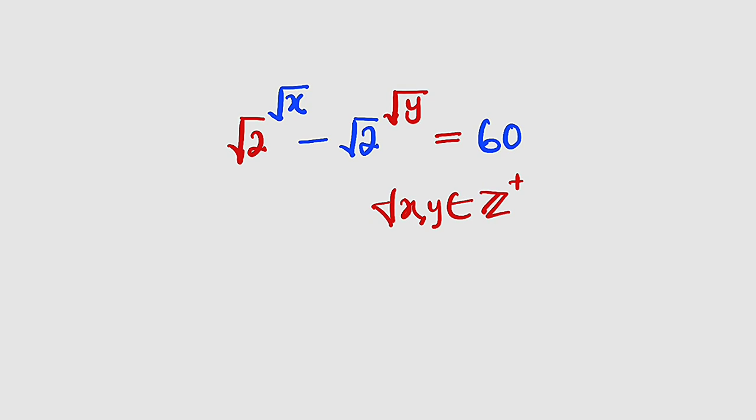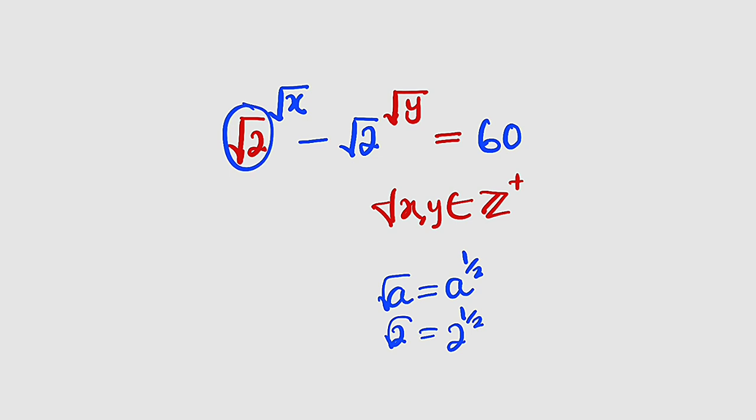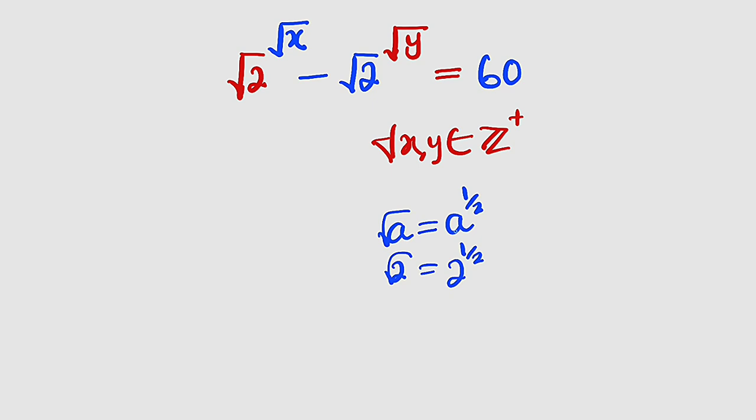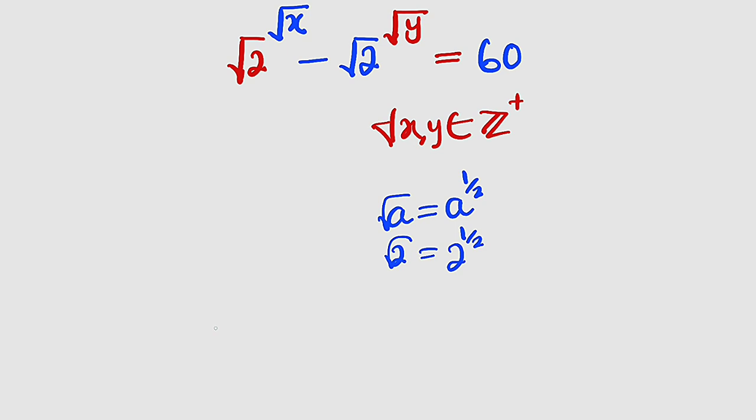According to one of the laws of indices, every square root of a number, for example square root of a, can be expressed as a raised to the power of 1 over 2. Therefore, square root of 2 is the same thing as 2 raised to the power of 1 over 2. According to the laws of indices, the two powers will multiply because we have another power here already. So this can be expressed as 2 raised to the power of square root of x divided by 2.